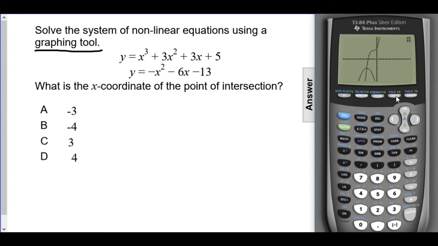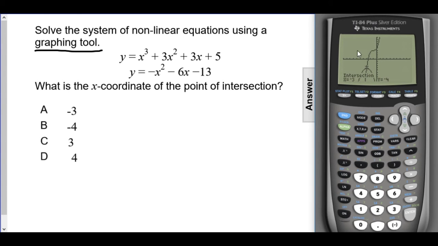So I need the calculator to tell me 100% what that point of intersection is. So I'll hit second trace to bring me to the calculate menu. And if you see number 5, if I scroll down and hit enter, or if I just hit 5, it will bring me my intersecting point. Now the cursor's on the first equation, so I'll hit enter. The cursor's on the second equation, so I'll hit enter. Now it's guessing that they're intersecting at 0, negative 13, so I need to move my cursor over to about where it should be intersecting and hit enter.